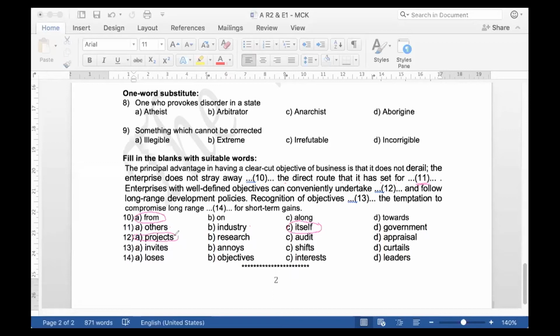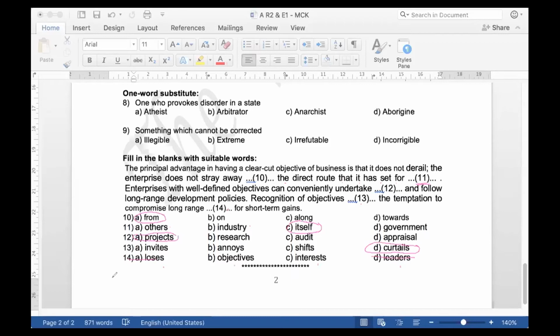Recognition of objectives dash the temptation to compromise long range, something. The answer to question number 13 is curtails. Curtails means prevents. So recognition of objectives prevents the temptation to compromise long range, something, for short-term gains. Long range, what? Losses, objectives, interest, leaders. Leaders cannot be the answer, losses cannot be the answer. So objectives or interest would be the best answer.